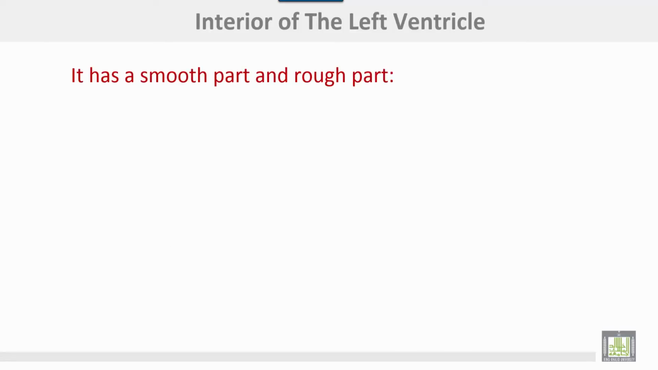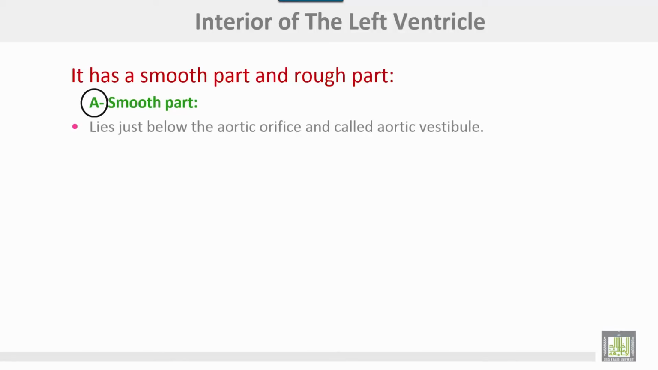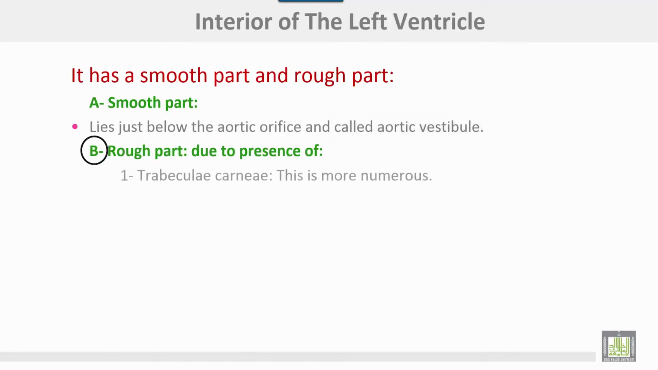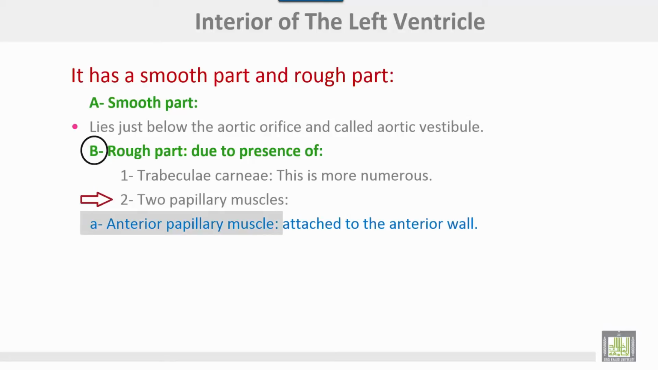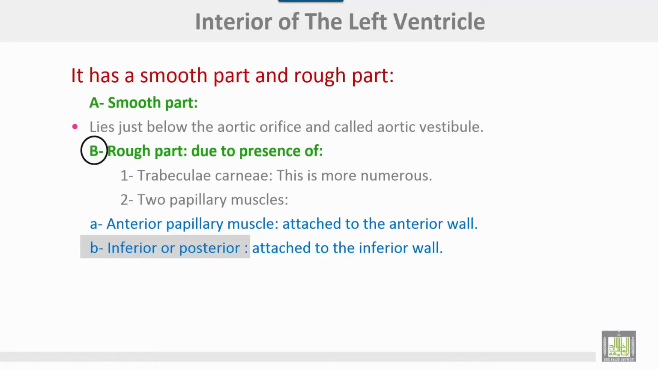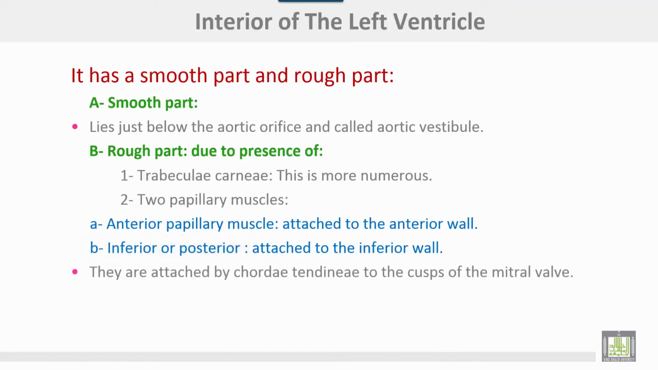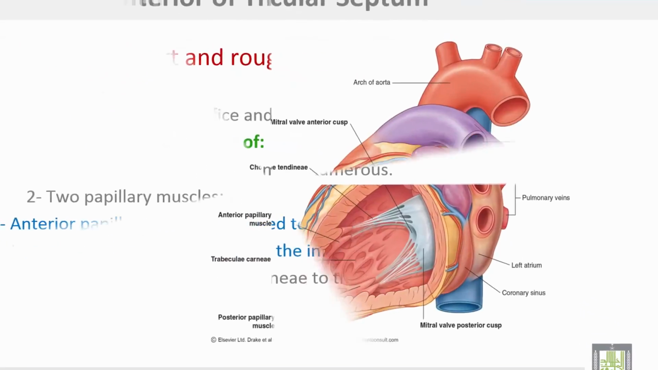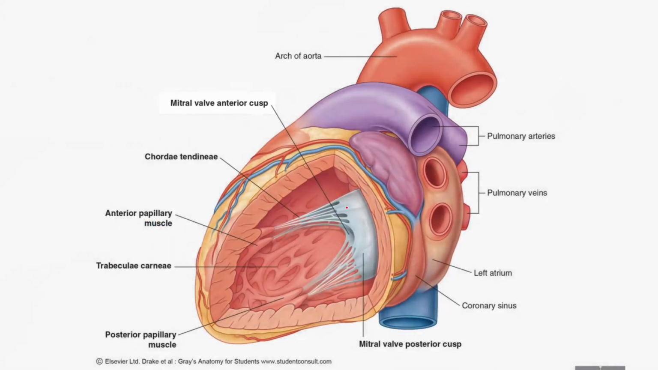Interior of the left ventricle: it has a smooth part and a rough part. The smooth part lies just below the aortic orifice and is called the aortic vestibule. The rough part is due to the presence of trabeculae carneae, which are more numerous, and two papillary muscles: the anterior papillary muscle attached to the anterior wall, and the inferior or posterior attached to the inferior wall. They are attached by chordae tendineae to the cusps of the mitral valve. These are the cusps of the mitral valve. These are the papillary muscles, anterior and posterior, and these are the chordae tendineae fibers.